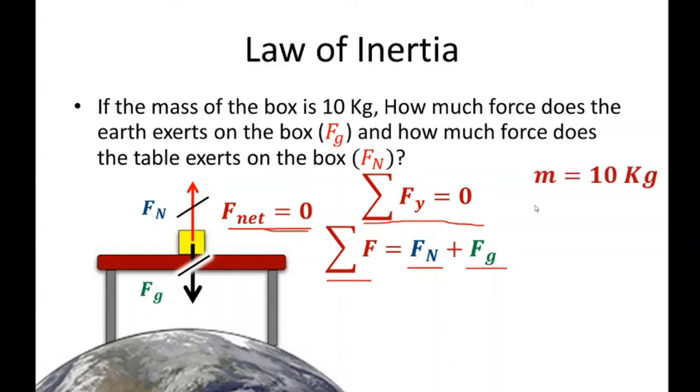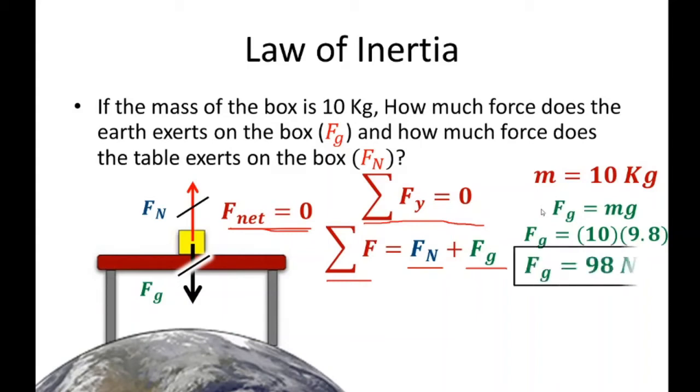Now, given the mass of the box, which is 10 kilograms, to compute for the force of gravity, that is equal to the mass of the box times the acceleration due to gravity. Our mass of the box is 10 kilograms, and our acceleration due to gravity is 9.8 meters per second squared. So the force of gravity is equal to 98 Newtons. The unit for mass is kilogram, and the unit for acceleration is meters per second squared. If you combine kilogram meters per second squared, that is just the same as Newton.